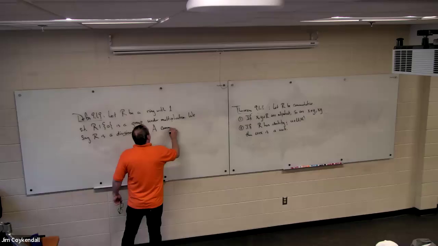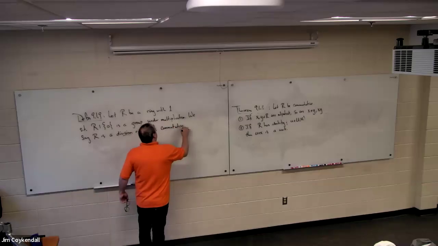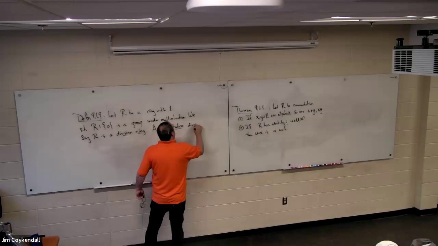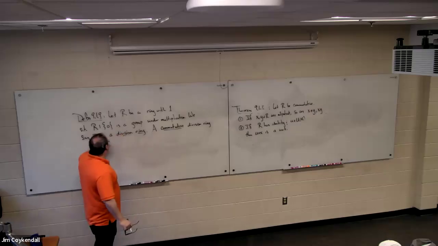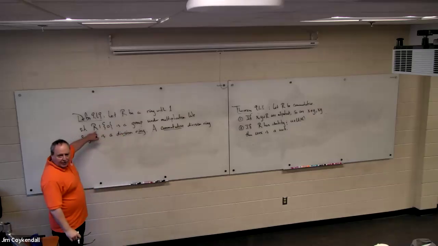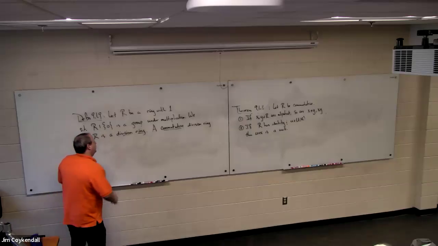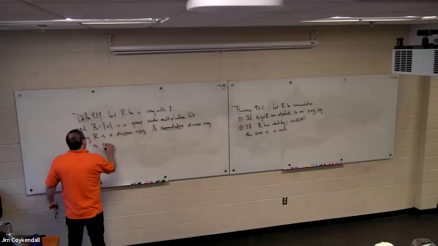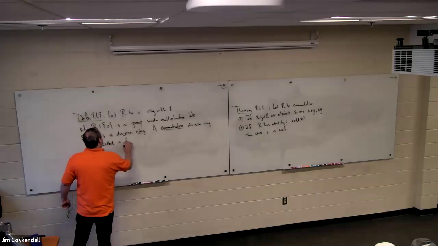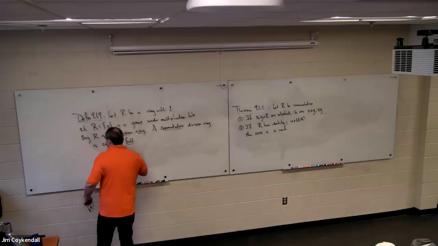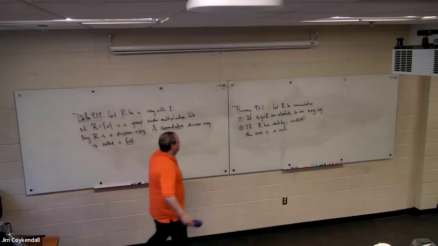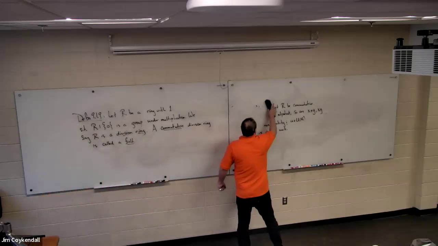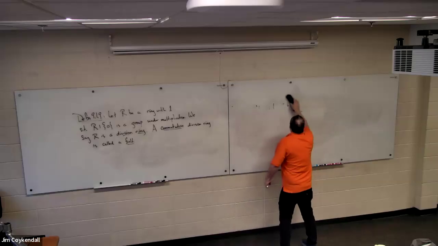A commutative division ring. So if order of multiplication doesn't matter, in other words, this is not just a group, it's an abelian group, because order of multiplication doesn't matter, is called a field. And you all have seen examples of this, whether it's been pointed out or not. Let's look at some examples here.